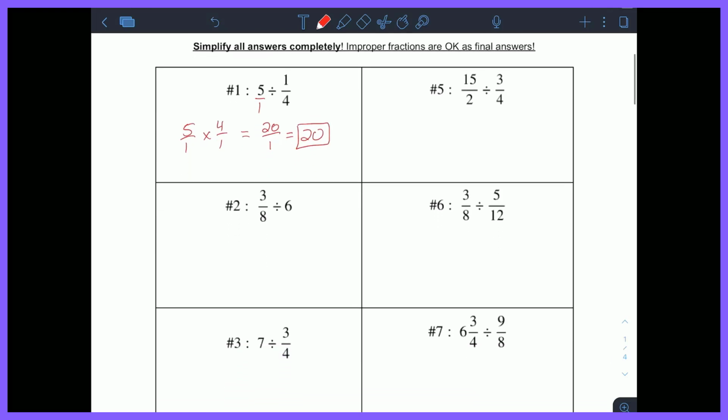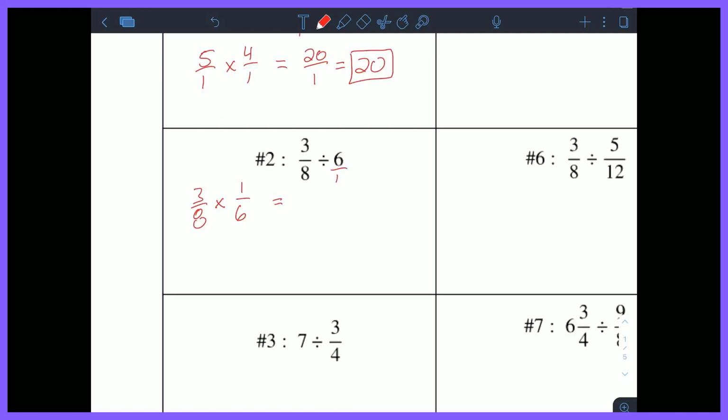Number 2, 3/8 divided by 6. I'm going to go ahead and add that 1 on the bottom again of that whole number that doesn't have a fraction bar. And now I'm going to keep, change, flip. So we're going to keep the 3/8, we're going to change to multiply, and we're going to flip the 1 over 6. Just make sure you simplify diagonally before you begin.